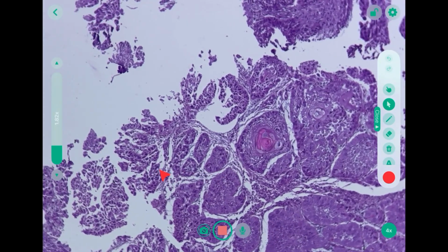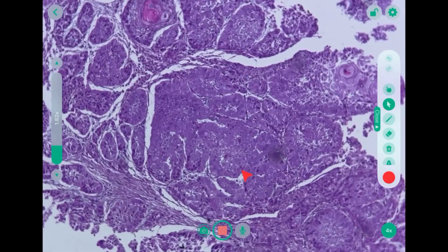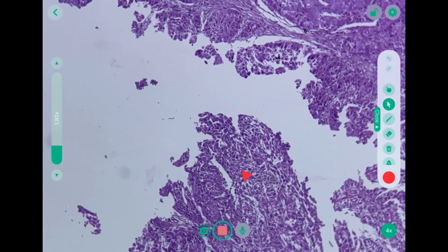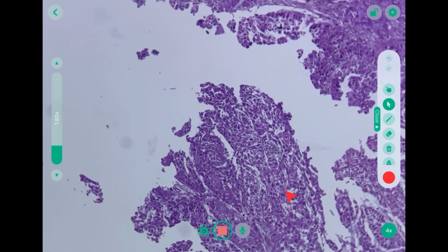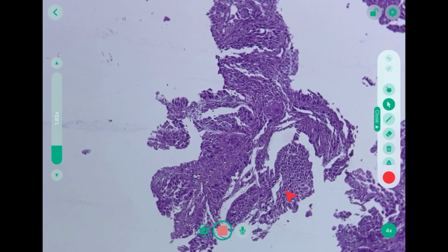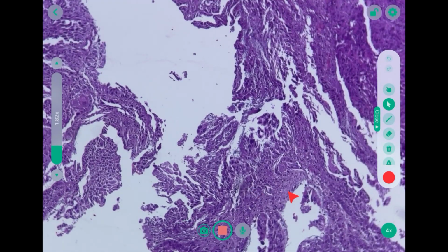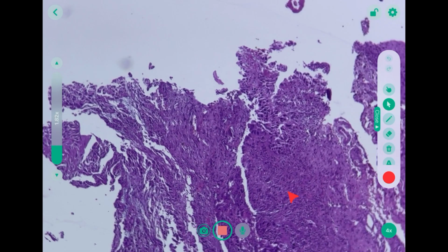At a few places they are making cord-like structures, like here. At places they are also in solid sheets, like here they are making solid sheets. So there is less differentiation here. Here they are also making solid sheets. So this is more toward poorly differentiated or moderately differentiated.